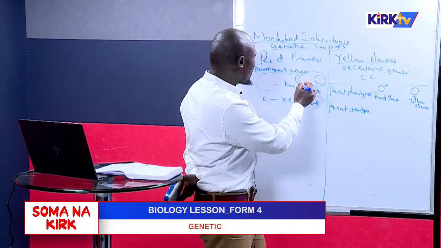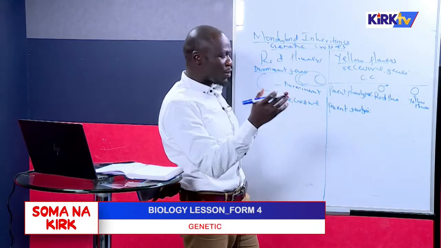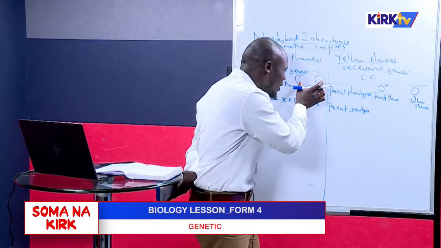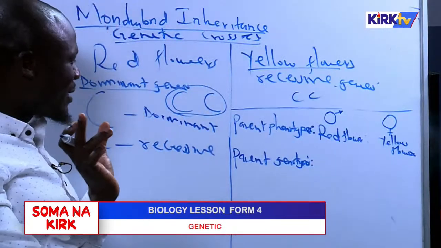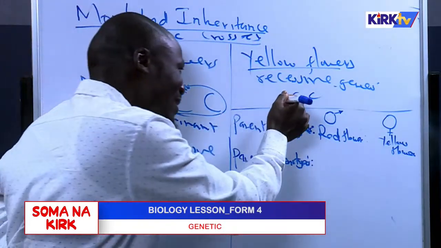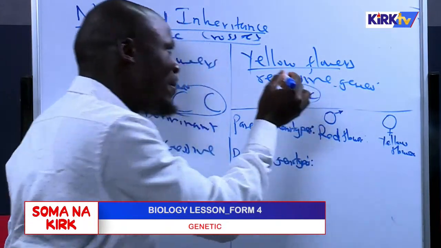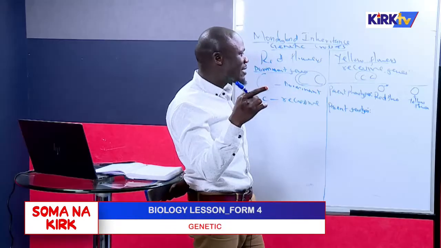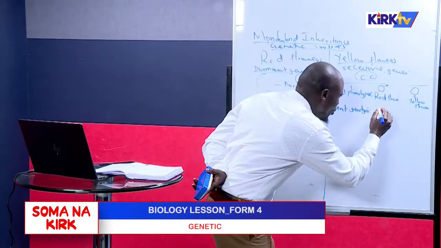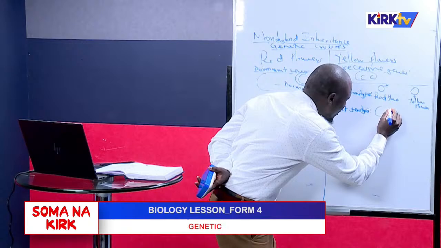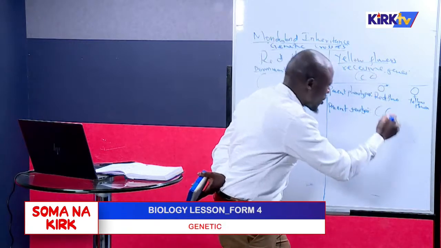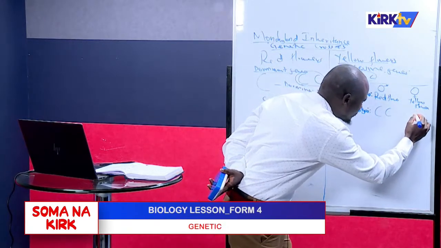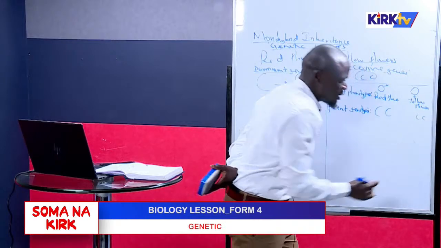The genetic makeup of those with the red flowers is capital C, must be presented in pairs. The genetic makeup of those with yellow flowers is represented in small letters. So we are going to have capital C, while the other one is going to have small c, small c.